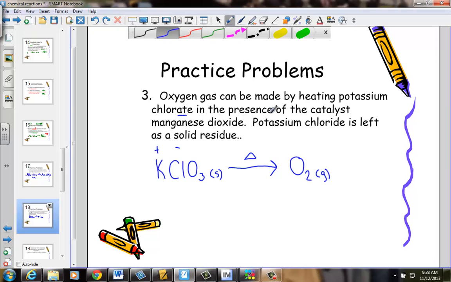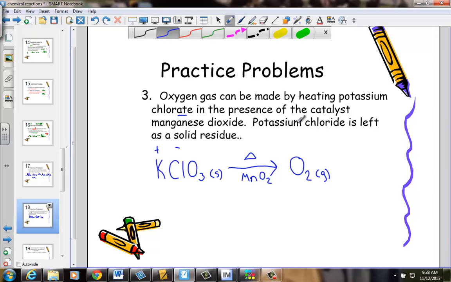What about the next part? Presence of the catalyst manganese dioxide. The catalyst is something I added to the reaction to speed it up. It's not a reactant, not a product, so we place it on the arrow. I already have a triangle up here, so I'll place it underneath, just so it's on the arrow. My catalyst, manganese dioxide, MnO2. Hear those prefixes letting us know the formula, MnO2. On the arrow to show it's making the reaction occur faster. That's the end of the first sentence.